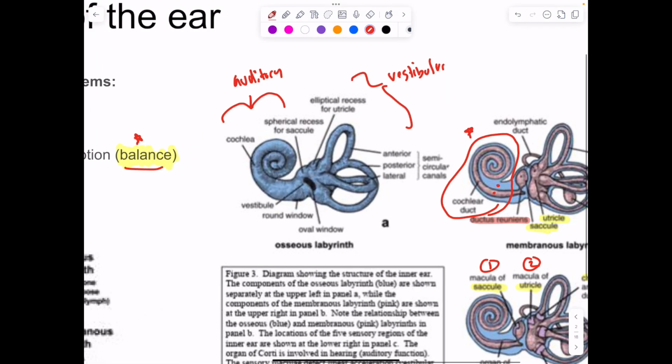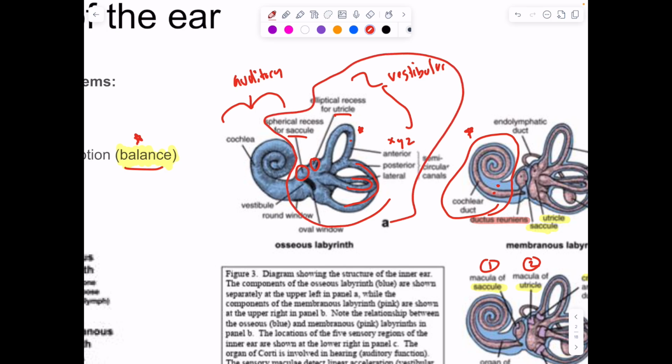And so we have three semicircular canals, 1, 2, and 3, and you can think X, Y, and Z. And then we have, for linear motion of your head, thinking of pushing your neck in and out, and then like up and down, if you were to go up and down in an elevator, your saccule and then your utricle. All right, so vestibular system and then auditory system.